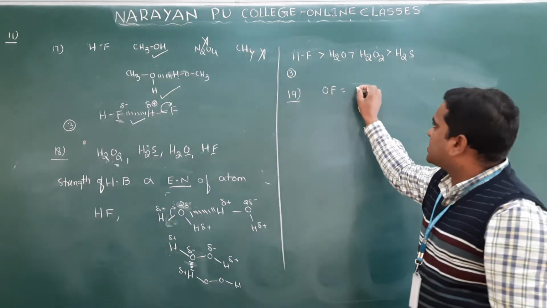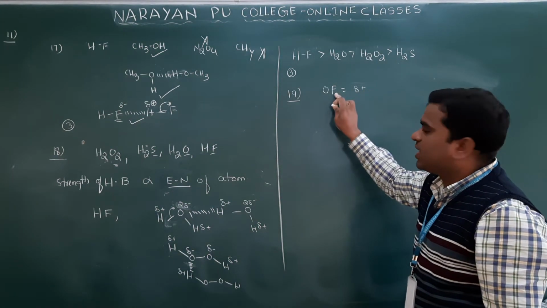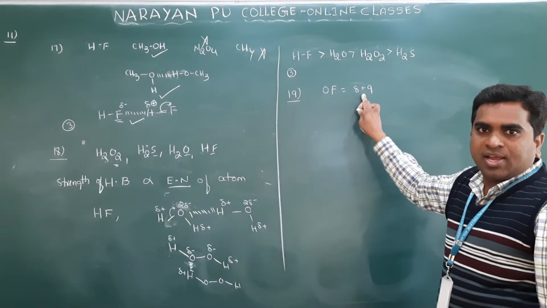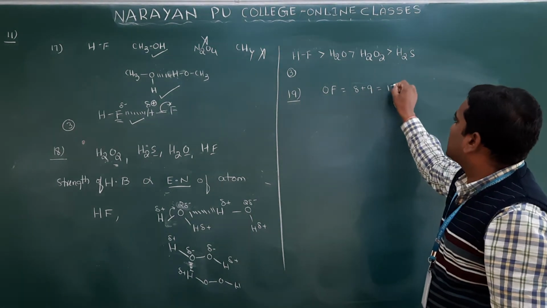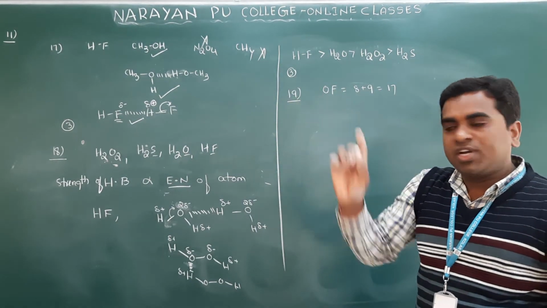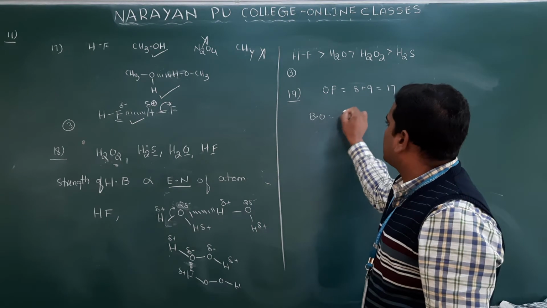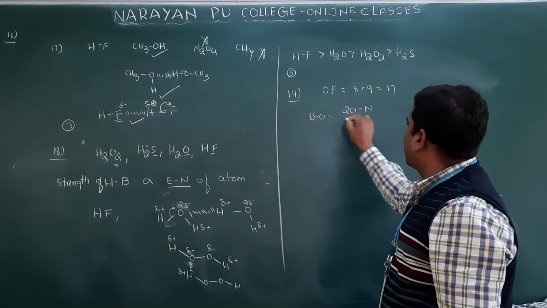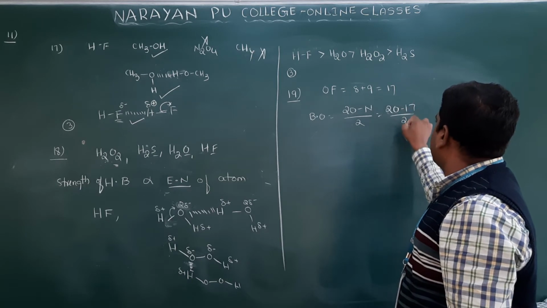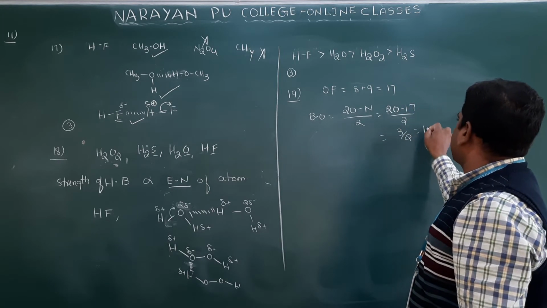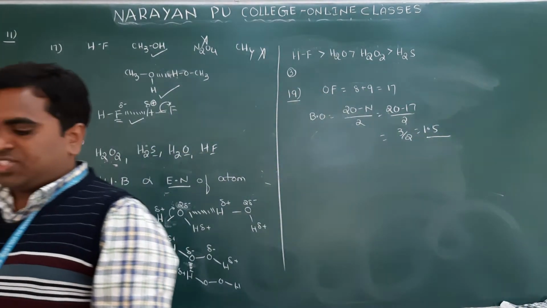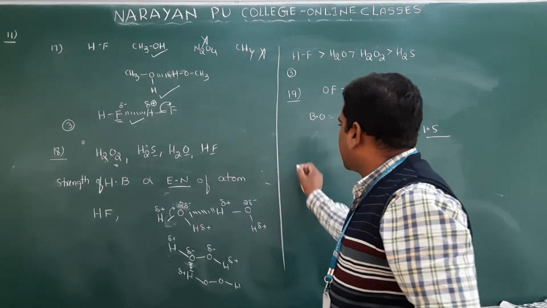Use that one. Oxygen how many electrons? 8. Fluorine how many electrons? 9. Okay? Oxygen is 8. Total how much? 17. Total 17 means, between 15 to 20, what bond order formula do we have to use here? 20 minus n divided by 2, means 20 minus 17 divided by 2, which is 3 by 2. How much bond order? 1.5. That is the question number 19. Clear? Next one. Question number 20.